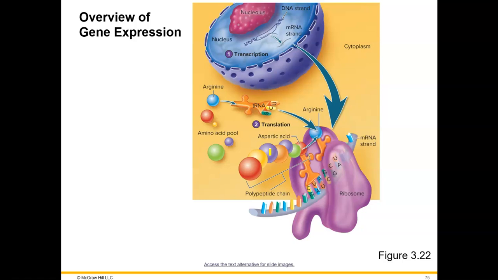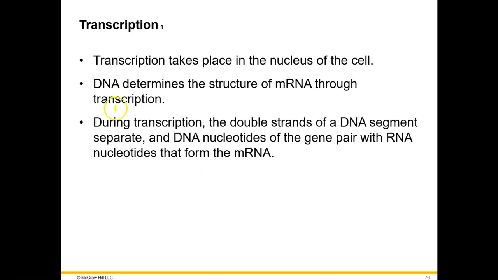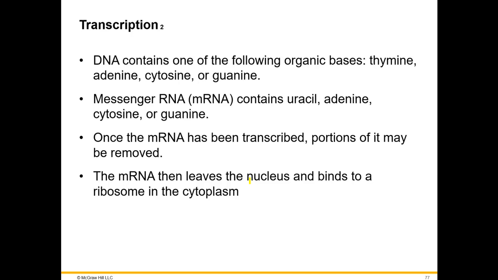And you can see this is an overview of gene expression. The DNA in the nucleus, a piece of that DNA called a gene, is used to make a messenger RNA strand, which leaves the nucleus and attaches to a ribosome. And then the messenger RNA is used to code for the specific amino acids in the protein. Transcription is the first part of gene expression, and it takes place in the nucleus of the cell. It is when messenger RNA is formed. It's when DNA is used to form messenger RNA.